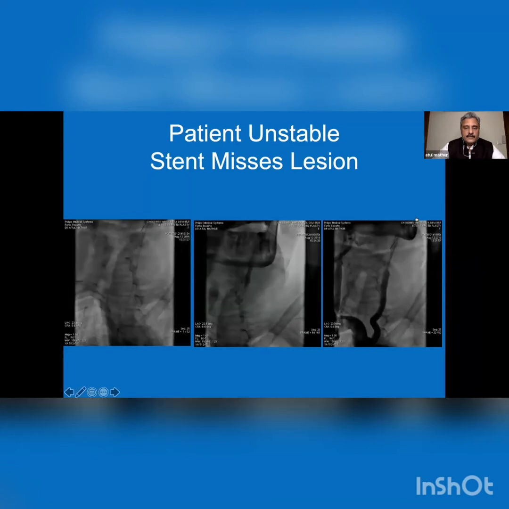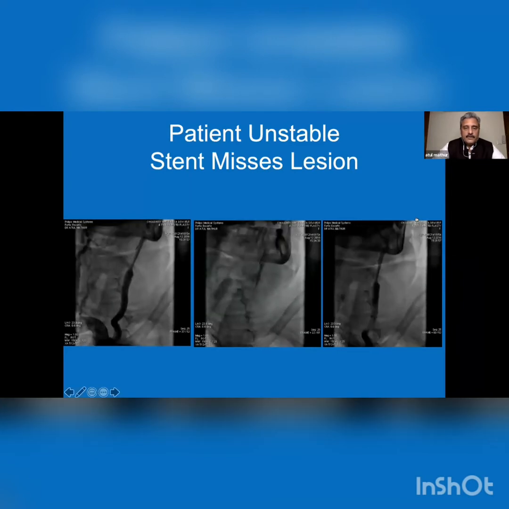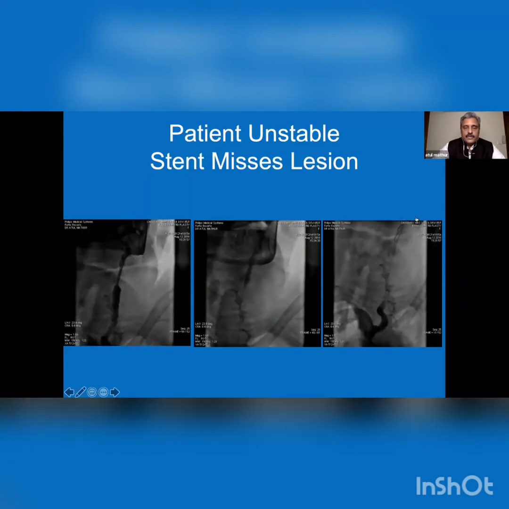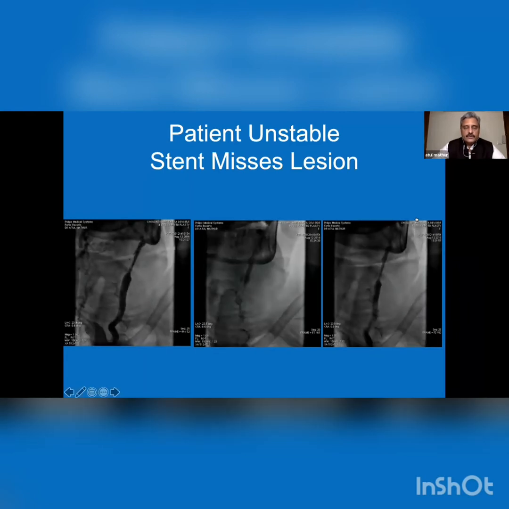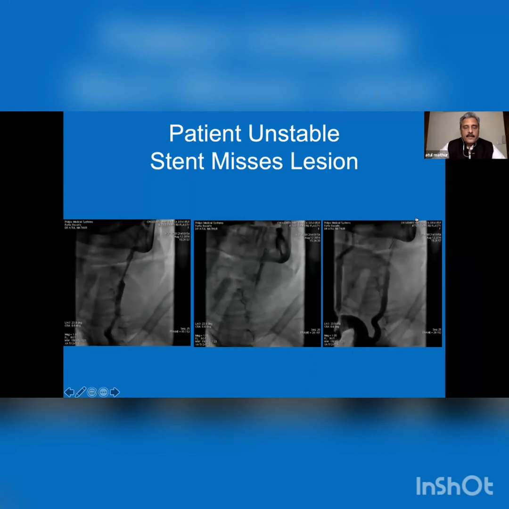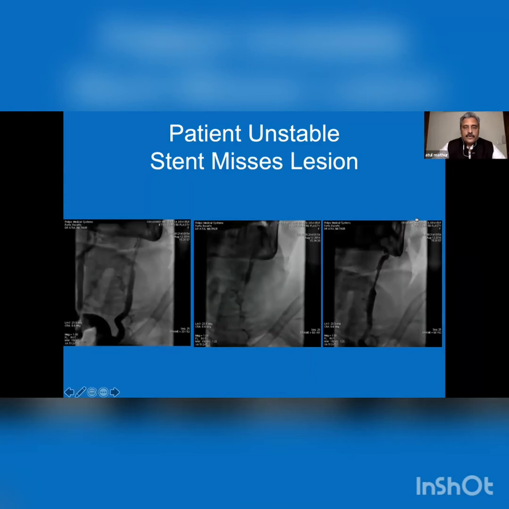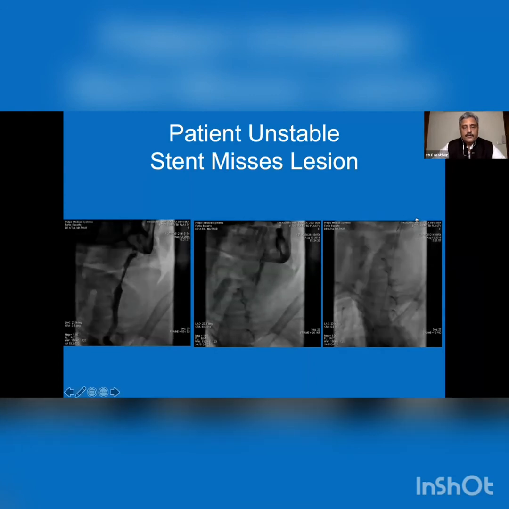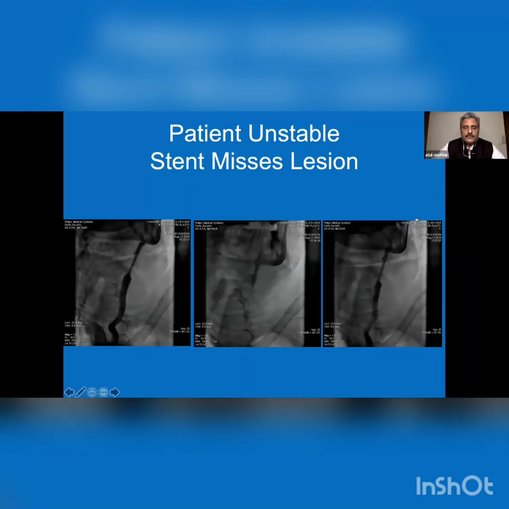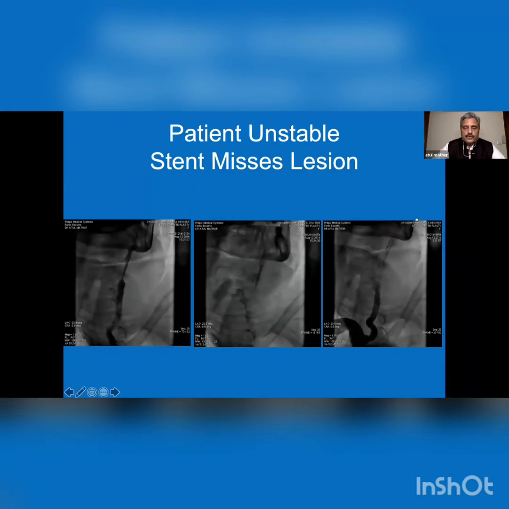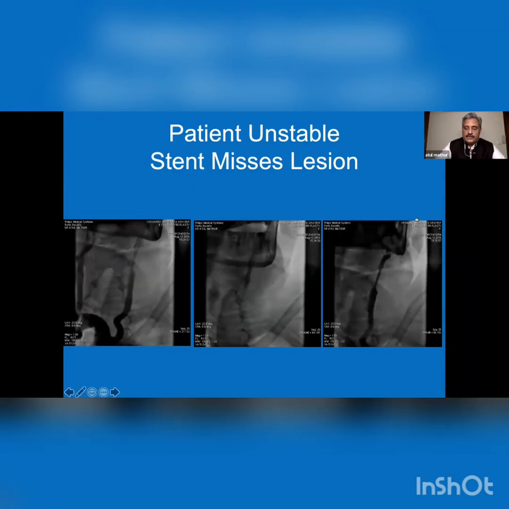And once we deployed the stent, we found that some proximal portion of the lesion was still uncovered with the stent. So this was our horror at that time. But then, of course, you had to go in with a second stent. Before doing that, we did a good pre-dilatation of the proximal part of the first stent so that the nose cone of the second stent does not catch on this.